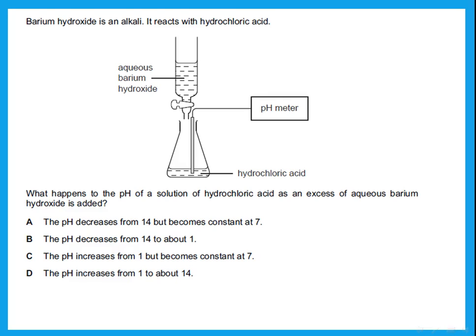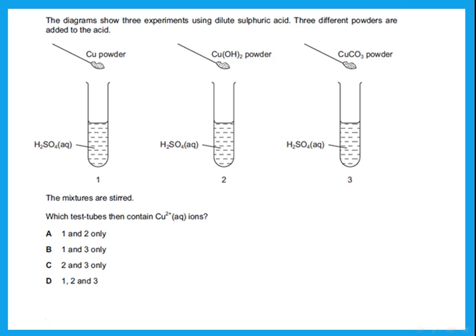So as I add the barium hydroxide to the hydrochloric acid, the pH will change from 1 to 2 to 3 until I add excess of barium hydroxide. That means that the solution will become 14. So the pH increases from 1 to 14.